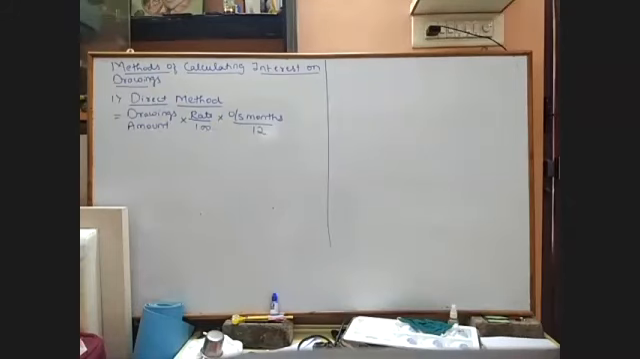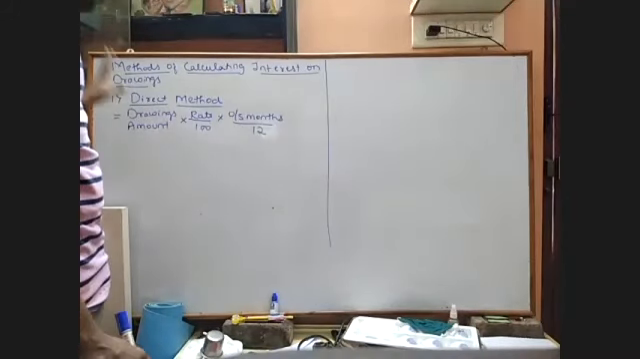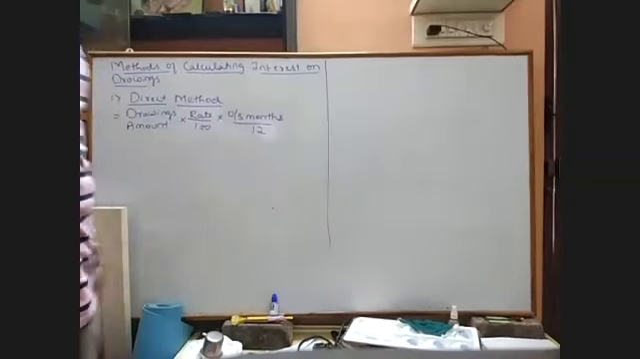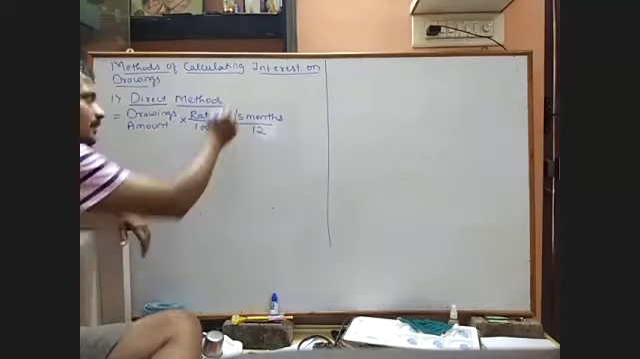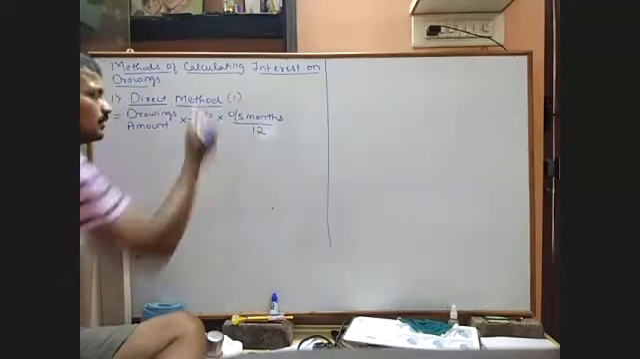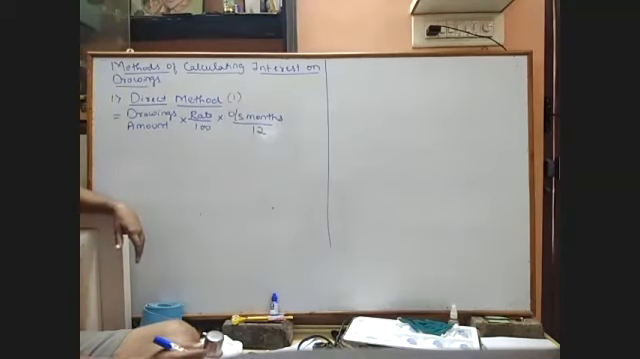Once again, today we are discussing the methods of calculating interest on drawings. Under that, the first method is the direct method. It suits you when you are calculating interest for only one drawing made during the year. Then this method is suitable.